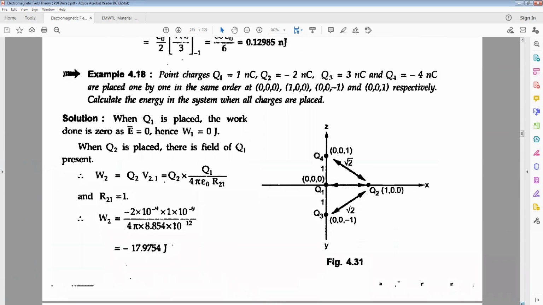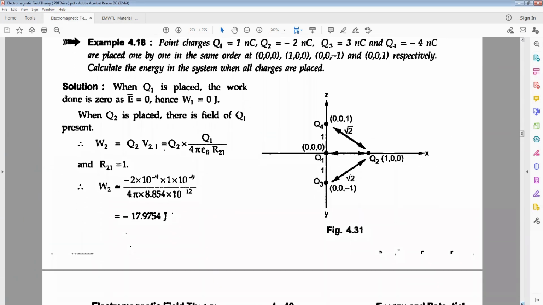And coming to the next one: point charges Q1 of 1 nanocoulomb, Q2 of minus 2 nanocoulombs, Q3 of 3 nanocoulombs, and Q4 of minus 4 nanocoulombs are placed one by one in the same order at the origin, (1,0,0), (0,-1,0) and (0,0,1) respectively. Calculate the energy in the system when all the charges are placed.